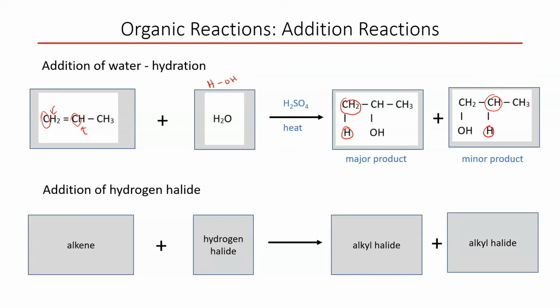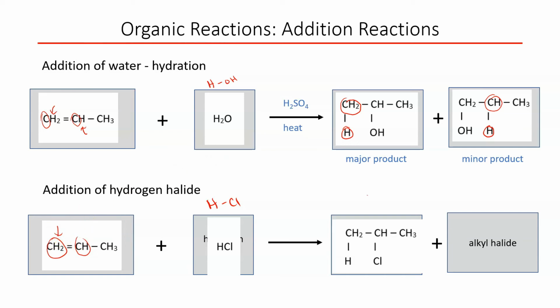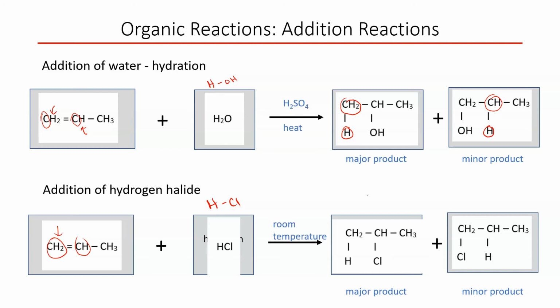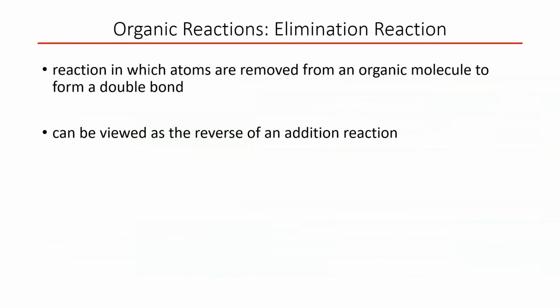Similarly, if I add a hydrogen halide to my reaction, I can have the same thing occur. So for example, again, I take my unbalanced alkene and I'm going to add a hydrogen halide. So in this case, I am adding HCl. So one of these carbons is going to get the chlorine and one of them is going to get the hydrogen. And again, because this carbon has the most hydrogens, it's most likely to get the hydrogen. And that would be my major product. But the other carbon could also get the hydrogen and form my minor product. And this reaction, again, because it involves a halogen, can be done at room temperature.